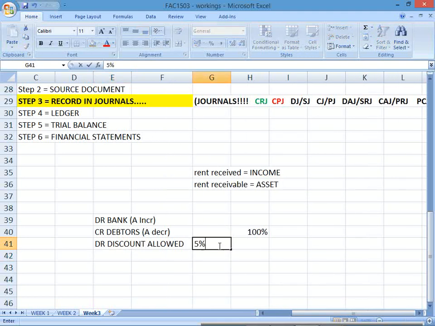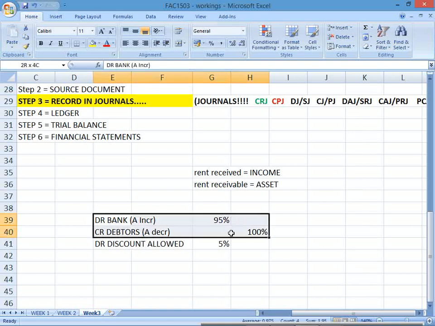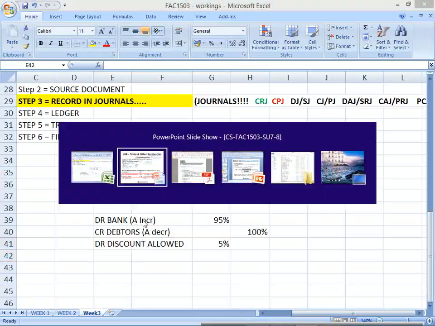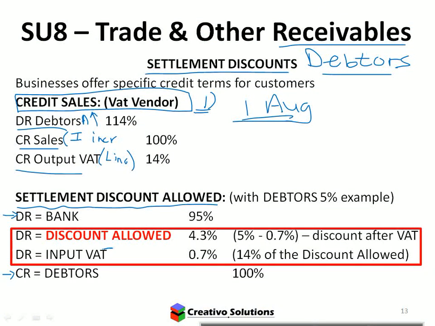Okay, so the discount is 5%. Then how much are they going to pay you? The leftover amount. Does that make sense? Okay, that's the reason why I've shown it like that. Because you've got the debtors, then you've got the bank, and then you've got this thing which is the discount. Okay. I've included the VAT here because we've discussed it.